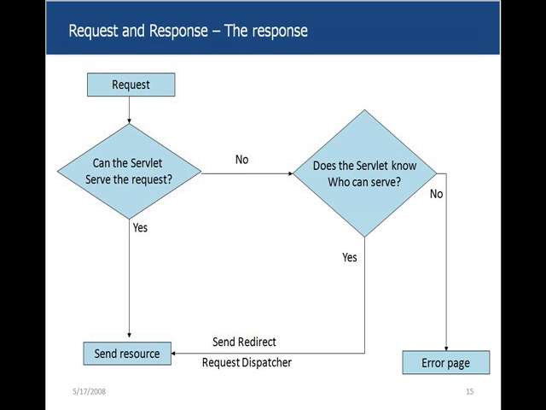Alright, now let's talk about the response. We know that when you send a request to a servlet, the web container calls that servlet's methods, and the servlet sends back the response to the client. But now assume that the servlet does not have the ability to serve the request of the client. What happens? We have already seen this flow: the request comes in, the servlet can serve the request, yes, and it sends a resource back to the client. Now let's see this flow: no, the servlet cannot serve the request. Now what happens in this part of the flow?